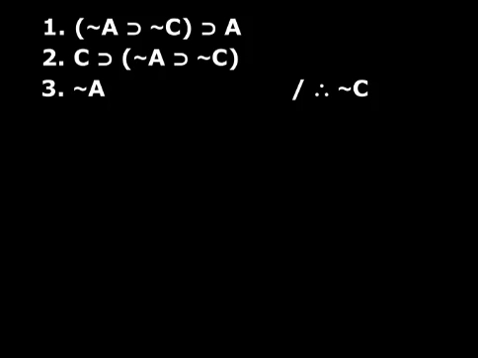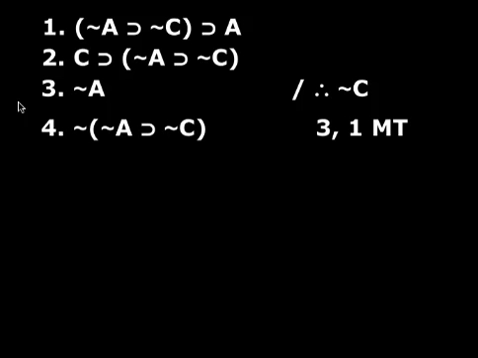Now, this proof is pretty easy, and I'm just going to do it two different ways, just as another demonstration of the fact that there's a lot of different ways to do any proof. So here's one way to do it. I look at this and I see, oh, I have the materials I need for modus tollens on 1 and 3. The consequent of 1 is A, and I have the negation of that on line 3. So I can do modus tollens on 3 and 1 to get the negation of this antecedent.